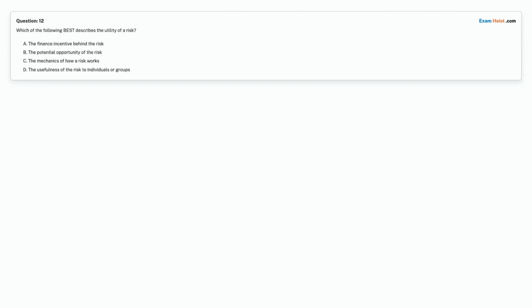Question 12. Which of the following best describes the utility of a risk? Option A. The finance incentive behind the risk. Option B. The potential opportunity of the risk. Option C. The mechanics of how a risk works. Option D. The usefulness of the risk to individuals or groups. Choose the correct answer.